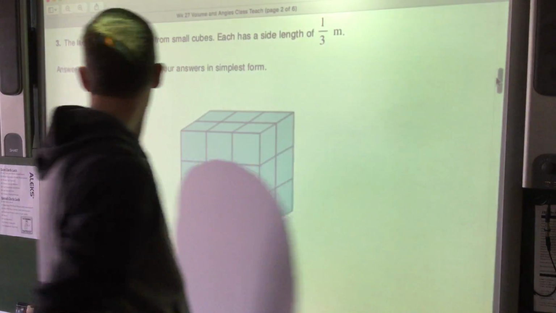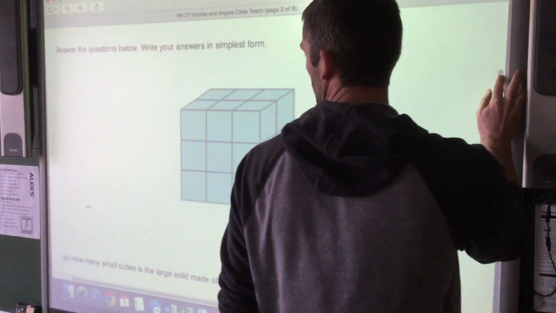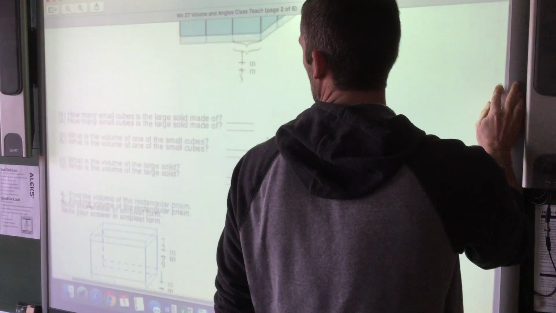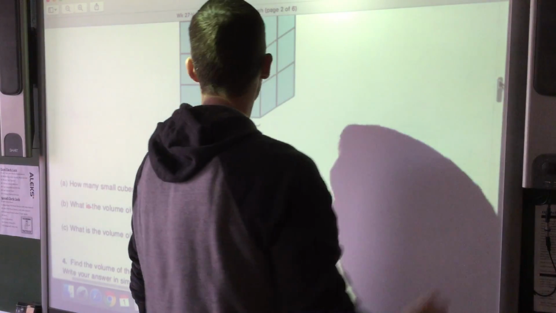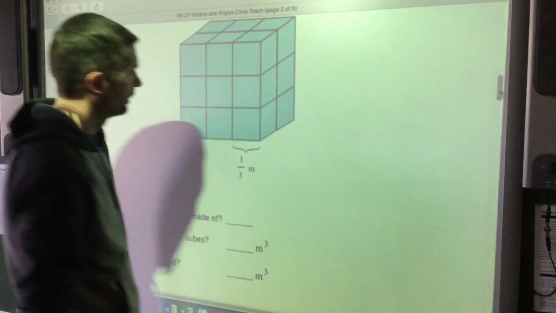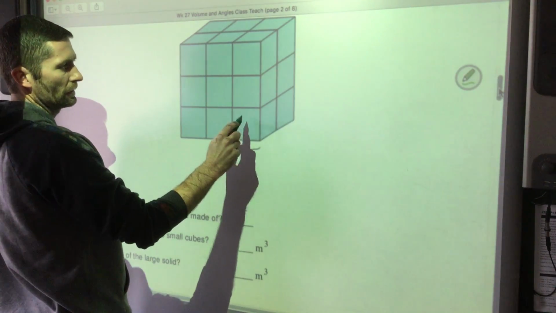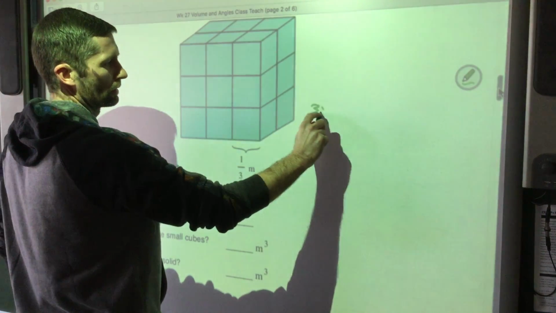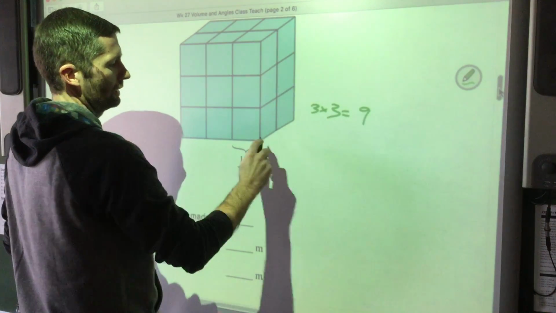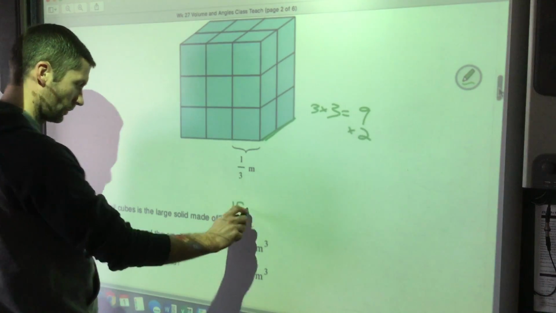Question 3. The large solid below is made from small cubes. Each cube has a side length of 1/3 meter. Answer the questions below. Write your answer in simplest form. How many small cubes is a large cube made of? Okay, so that's kind of what we just looked at. Well, 1, 2, 3. 3 by 3 is 9. And then we're 2 wide, so 9 times 2, the answer is 18 cubes.